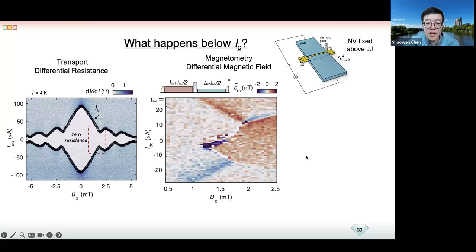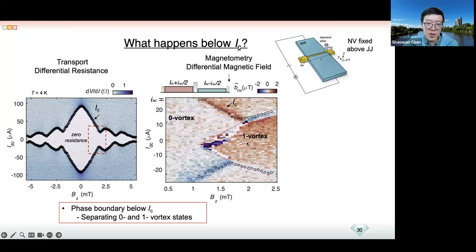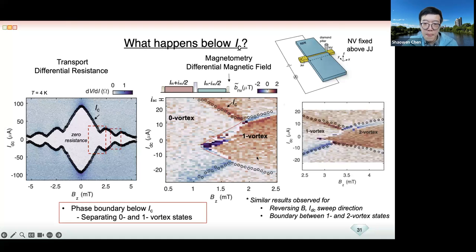You can see a lot of features. Let me first overlay the critical current measured from the transport, just bring it in over here. We can see that the features at the larger DC bias correspond to the critical current. But there's also this additional boundary which happens below the critical current. As we'll see in a minute, this essentially separates a 0 Josephson vortex and a 1 Josephson vortex regime under the critical current. We can also do a similar measurement for this region where we have 1 or 2 vortices, and we can see a similar boundary a bit below the critical current of the junction.